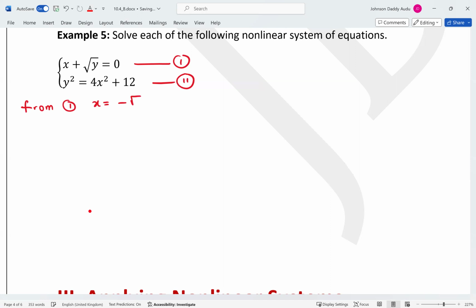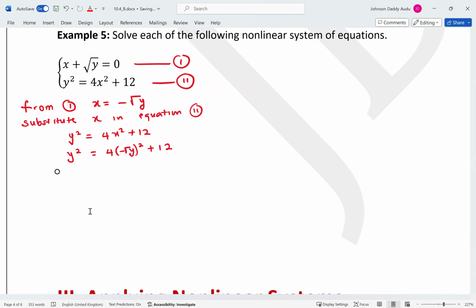we see that x is minus root of y. And then we can substitute x in equation 2. So we'll have y squared equals 4x squared plus 12. So this is y squared equals 4 times (minus root y) all squared plus 12. And now if you square, the minus will cancel, the roots will go. So this is just 4y plus 12.